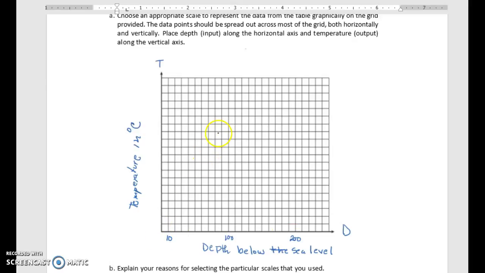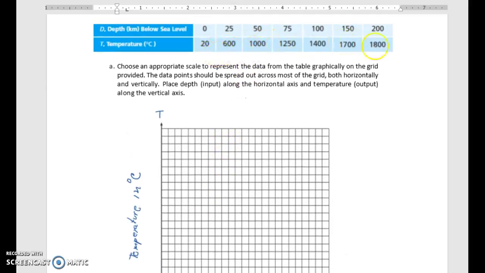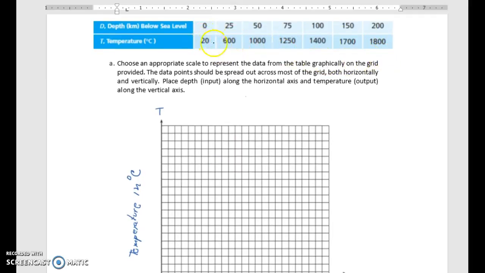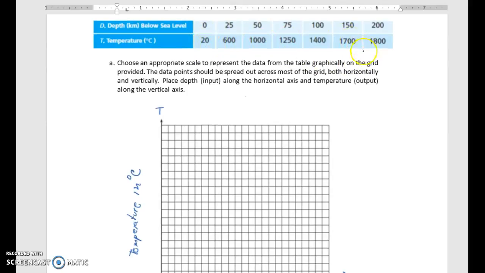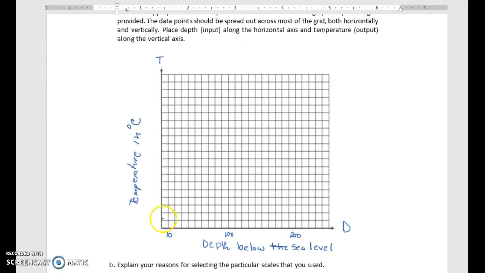Remember, this point is always 0, 0. And then we're going to go from 20 to 1800. Well, 20 to 600 is going to be very difficult to graph, so maybe looking at 600 to 1800, maybe if we count by 100: 100, 200, 300, 400, 500, 600, 700, 800, 900, here's 1,000, 1,100, 1,200, 1,300, 1,400, here's 1,500, 1,600, 1,700, 1,800. We need to indicate here that we're counting by 100s.